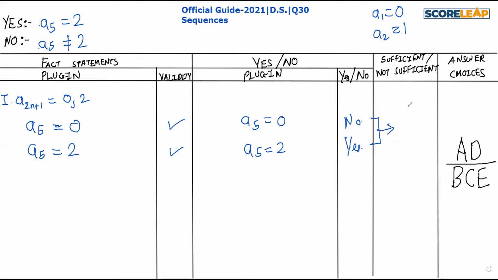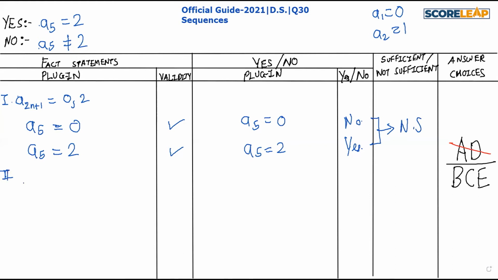We get one yes and one no, which clearly says that statement 1 is not sufficient. Whenever statement 1 is not sufficient, we cancel AD. Why did it happen? Because we got one yes and one no. For the statement to be sufficient, we need all yes or all no, meaning we should get a definite yes for all the values, or a definite no for all the values.